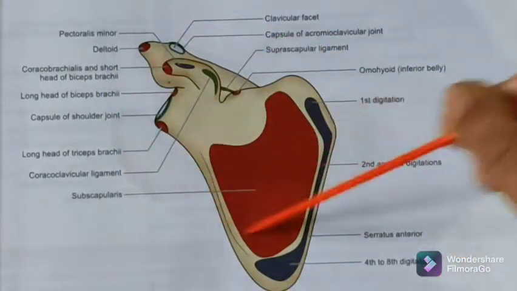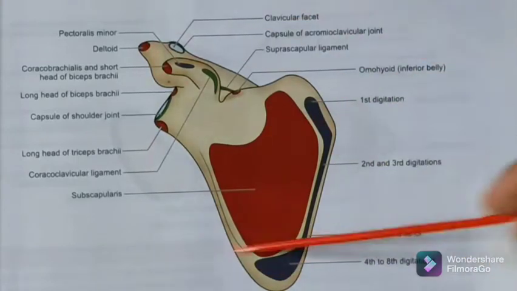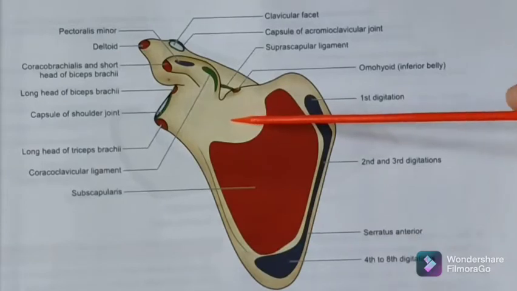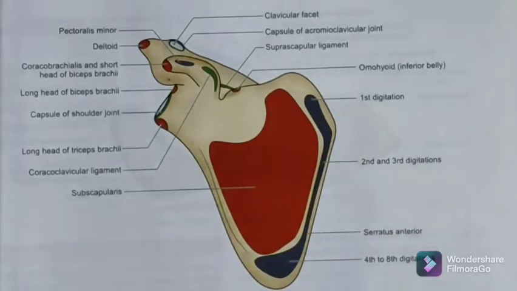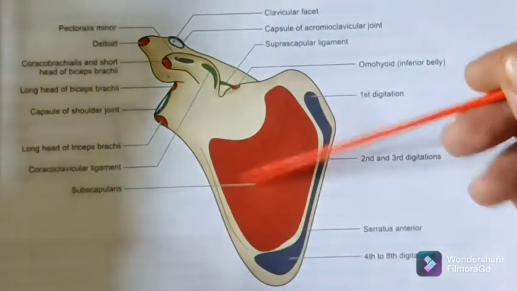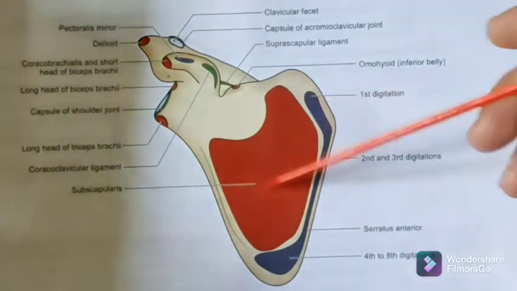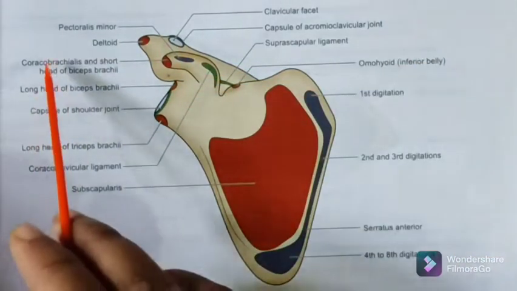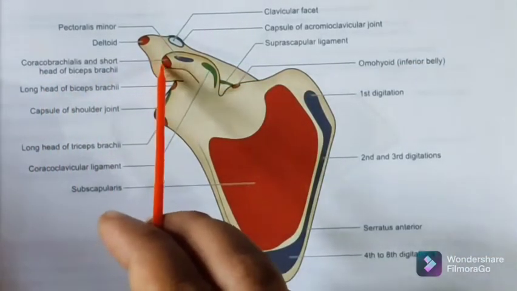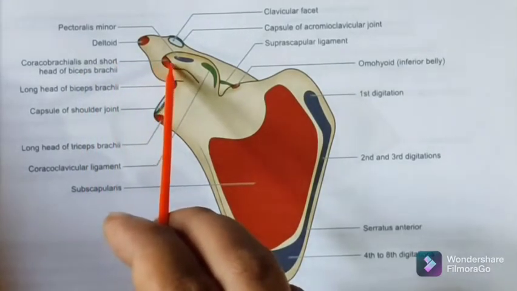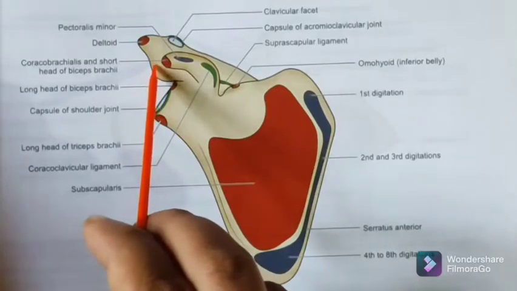See this diagram over here. This is the costal surface of the scapula. Now see, this is the attachment of the subscapularis muscle in the medial two-third. Now this was what I was talking about. This is the tip of the coracoid process, and medially we have the coracobrachialis, and laterally the short head of the biceps brachii.